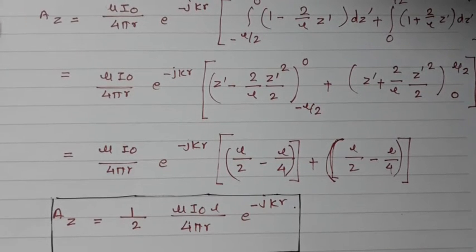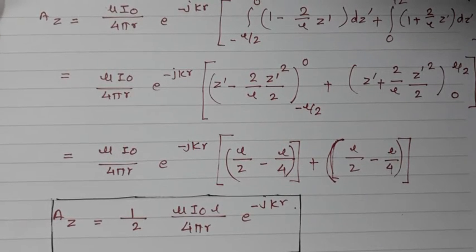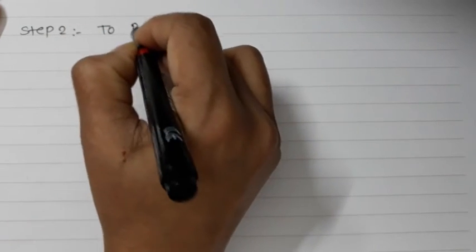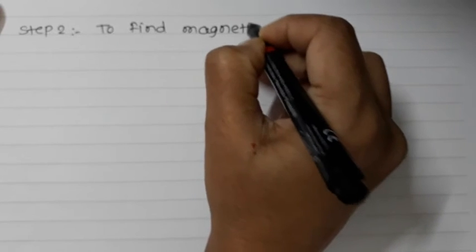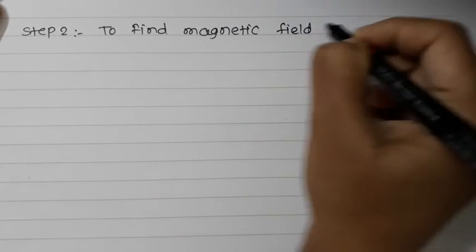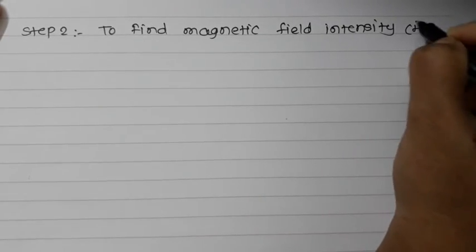Now next, we have found the vector magnetic potential. The second step here is to find the magnetic field intensity. So let us find out the magnetic field intensity. So step 2, to find the magnetic field intensity, which is nothing but H bar.